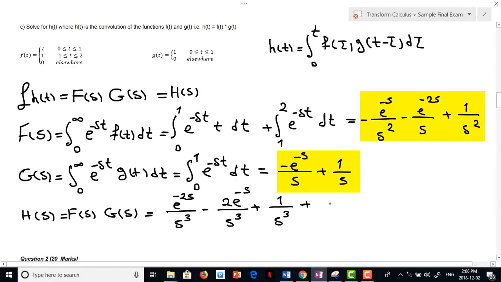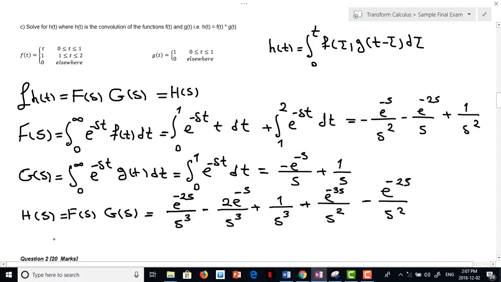plus e to the power of minus 3s over s squared, minus e to the power of minus 2s divided by s squared. Now you want to find h(t).